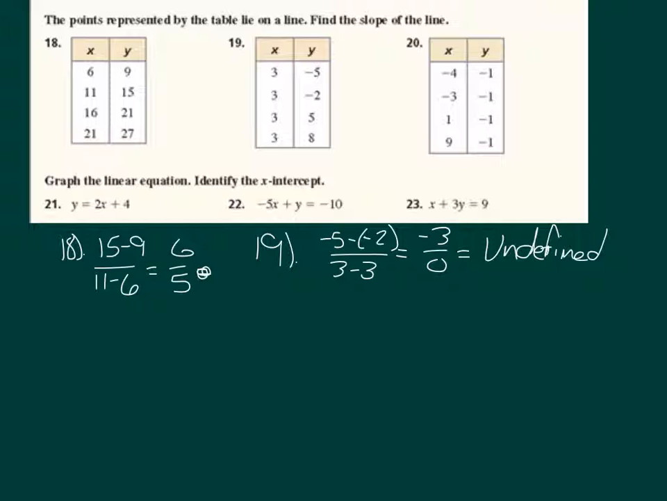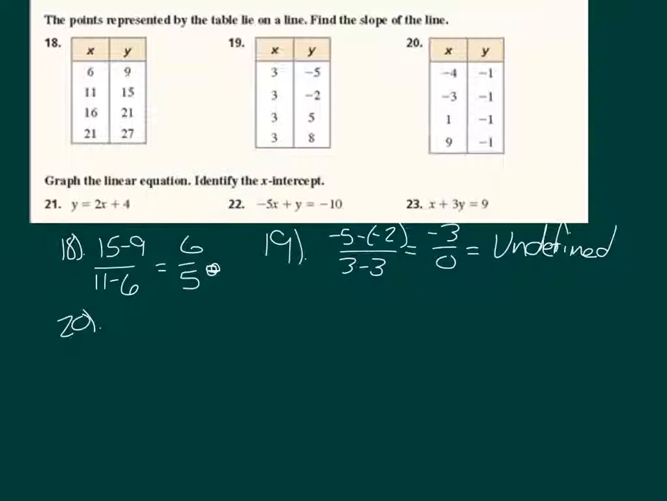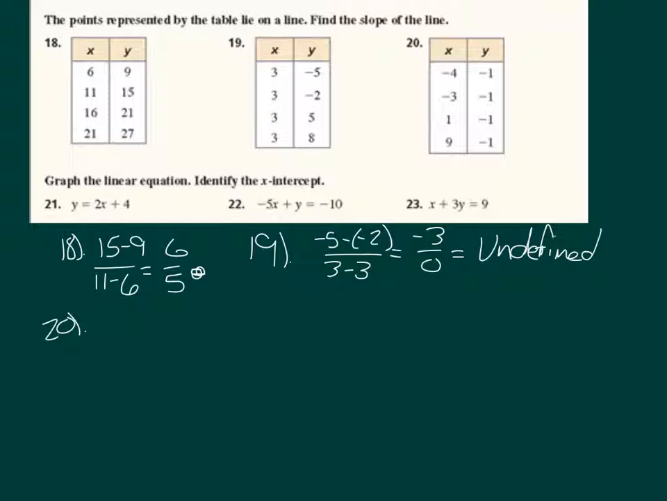Okay, if we look at number 20, it's going to be kind of a similar scenario. Number 20, we end up having something that looks like this. We end up having negative 1, whoops, let me get my pen. Negative 1 minus negative 1 on top over, let's just say 9 minus 1. So we end up with 0 over 8, and that gives us a slope of 0 for our solution.